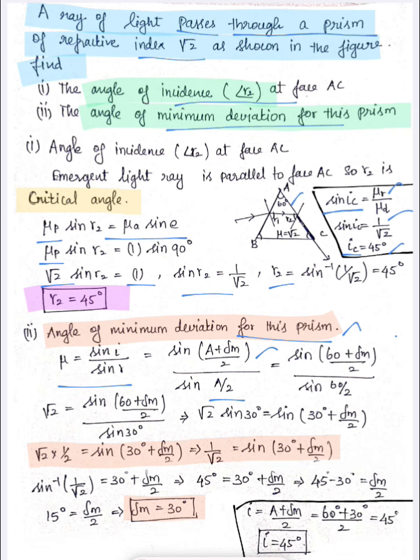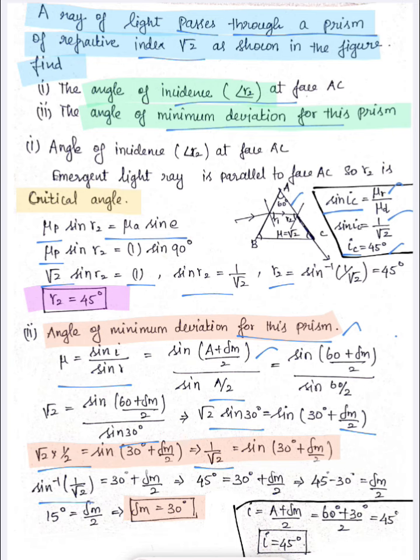We get sine of (60 plus delta m) by 2 divided by sine of 60 by 2. 60 by 2 is 30 degrees, so we bring the 30 degrees to this side. It is √2 into sine 30 equals sine of (60 plus delta m) by 2, and sine 30 is 1 by 2. When we solve this we get 1 by √2 equals sine of (60 plus delta m) by 2, and we bring the sine to this side.